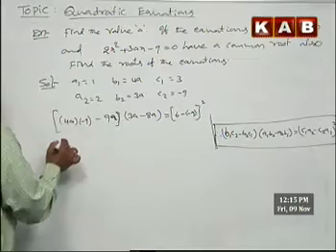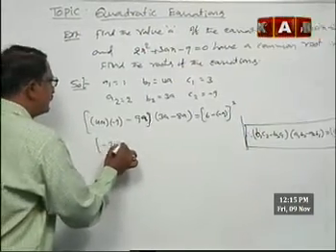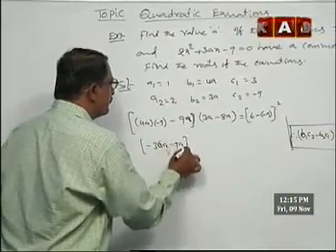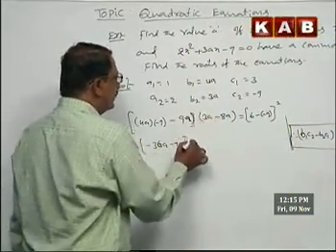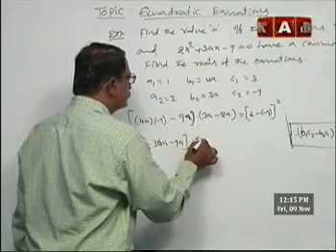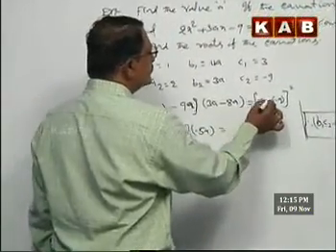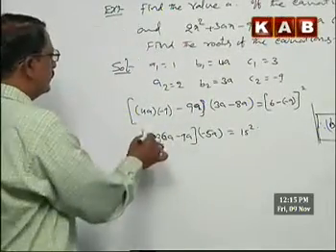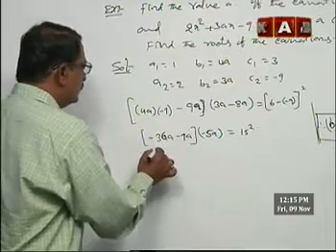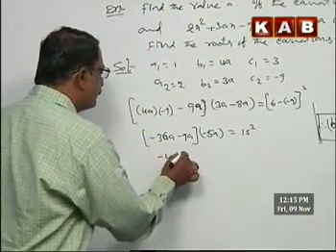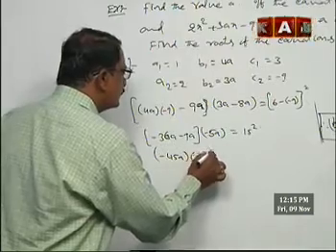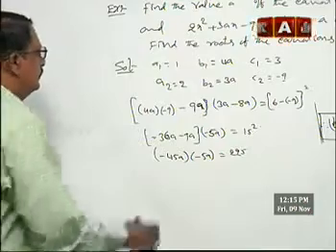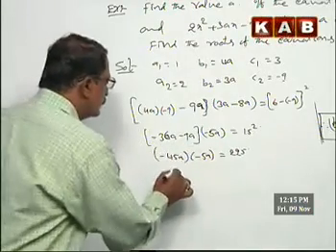Now 4a into minus 9 is minus 36a, minus 9a, into 3a minus 8a is minus 5a, equals 6 minus of minus 9, plus 9, 15 whole square. Now minus 36a minus 9a is minus 45a, into minus 5a equals 15 square, 225. Minus 45 into minus 5 is 225.